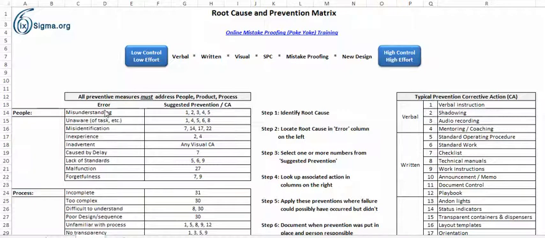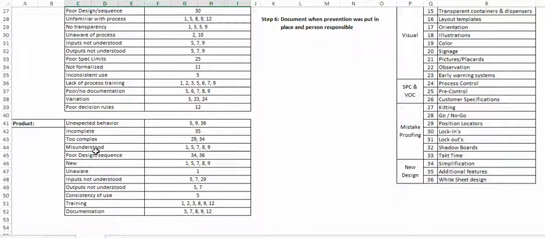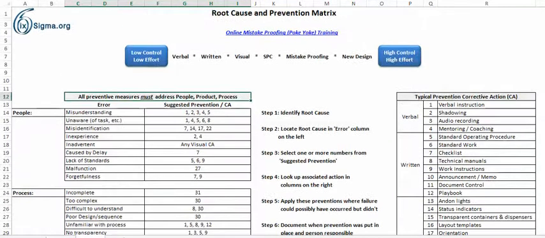The common errors that you see in a process, and common errors that you would expect to find in a product are listed here in columns C, D, and E. So for example, if people have a misunderstanding and that's caused an error of some kind, the way you use this matrix is you find the error, and then you look at the number associated with the error. So in this case, someone has a misunderstanding, and so the suggested prevention is items 1, 2, 3, 4, or 5, and I move over to the right and I look at 1, 2, 3, 4, 5.